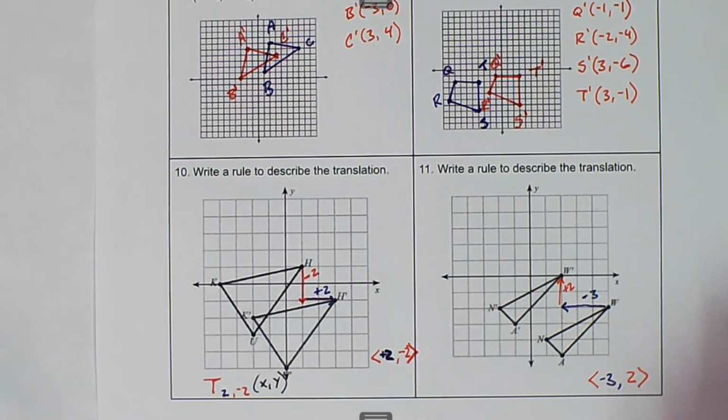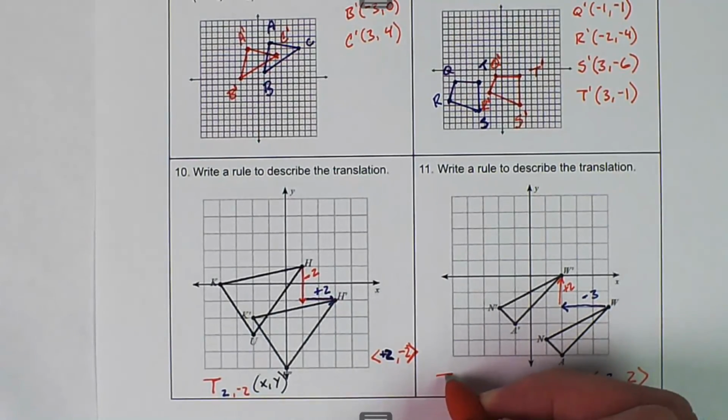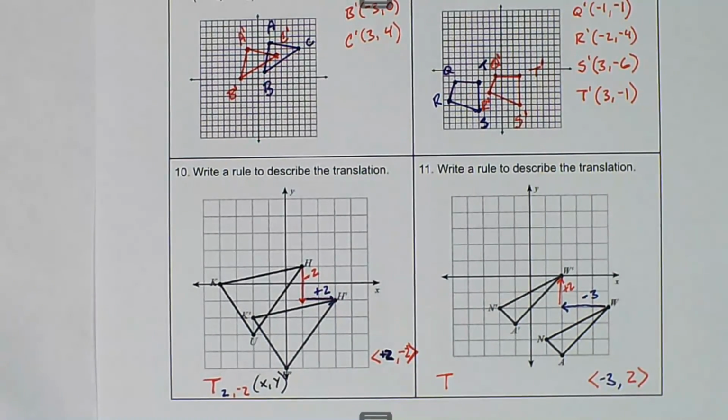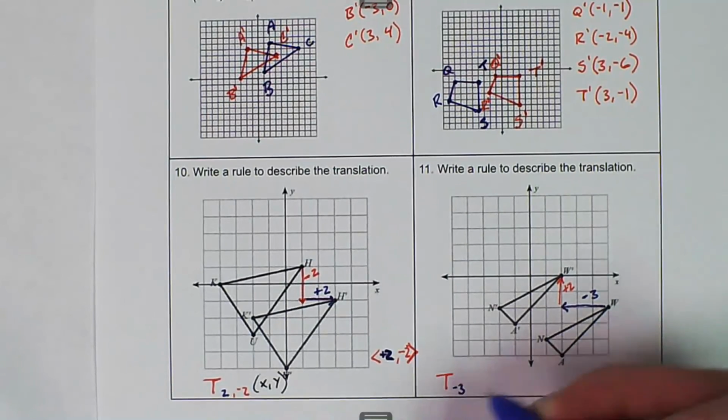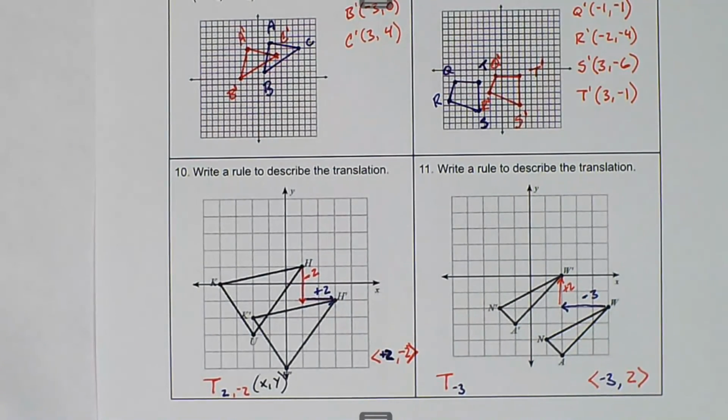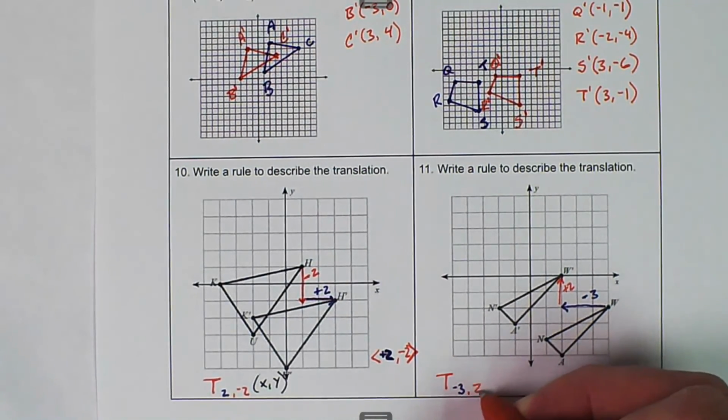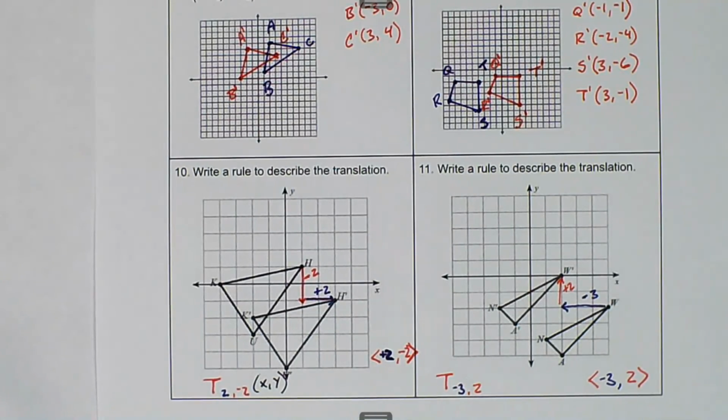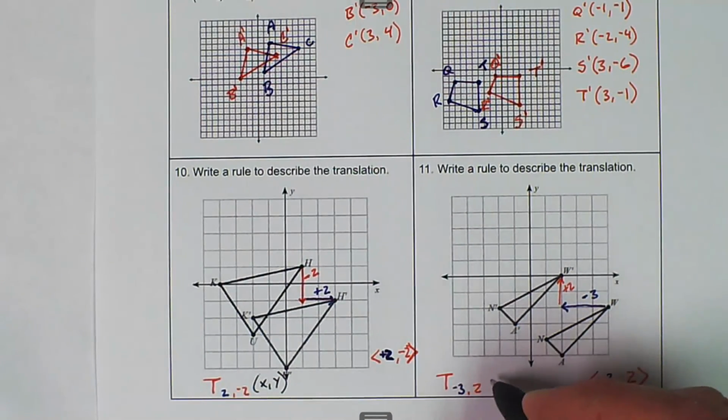We could also write it as a transformation. The transformation of negative 3 in the X direction and positive 2 in the Y direction. And that is for all X and Y coordinates.